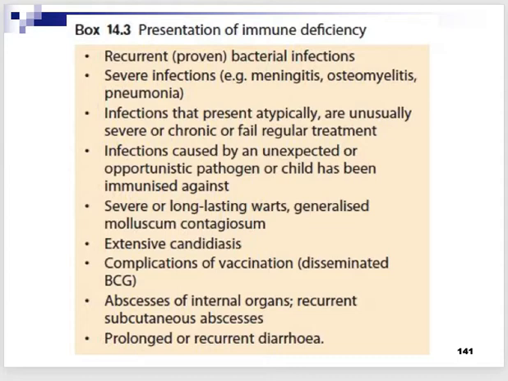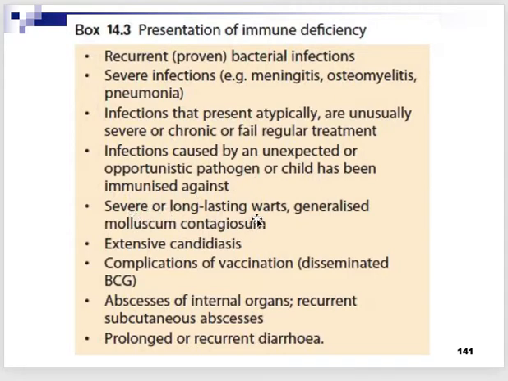Okay, how do babies present with immune disorders? They have recurrent bacterial infections, severe infections, and infections that present atypically. Many of the conditions, when you study AIDS, you would know that many of the disease organisms like Pneumocystis carinii pneumonia, or the new name, Pneumocystis jirovecii, cannot infect people with normal immunity. They can infect people who have AIDS, for example, because their immunity is not fine. So, infections caused by an unexpected or opportunistic pathogen, right?